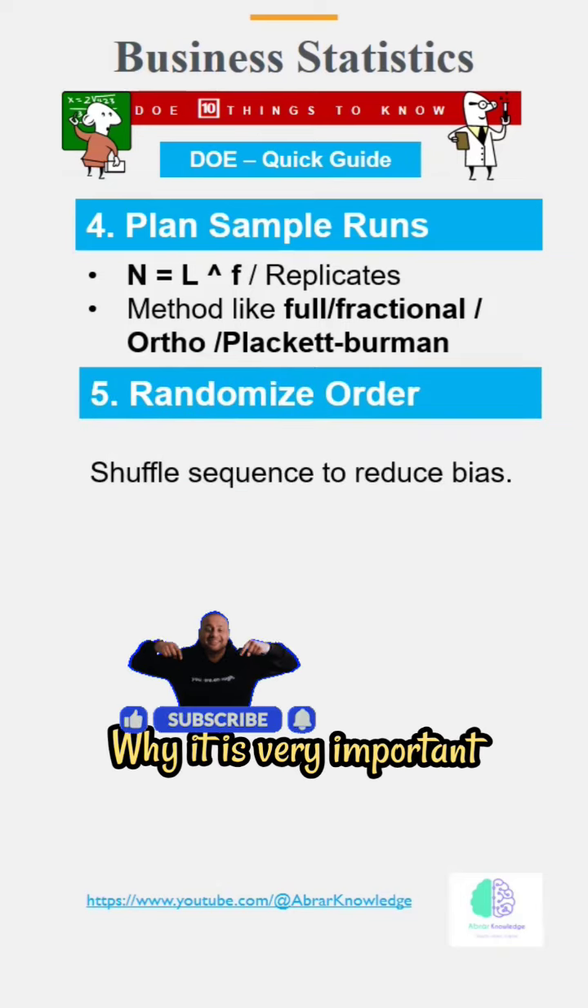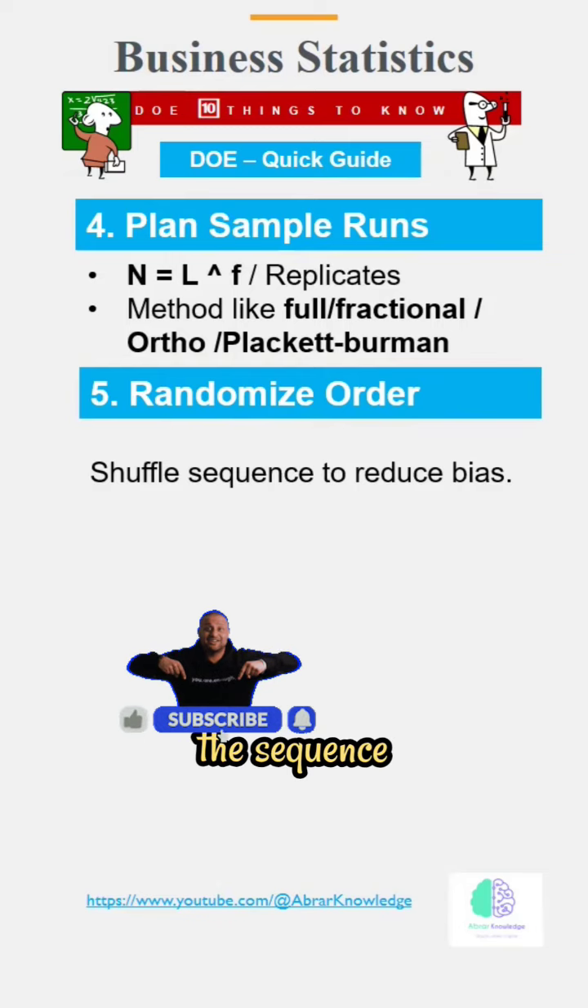Why is it very important? So that you shuffle the sequence to reduce bias.